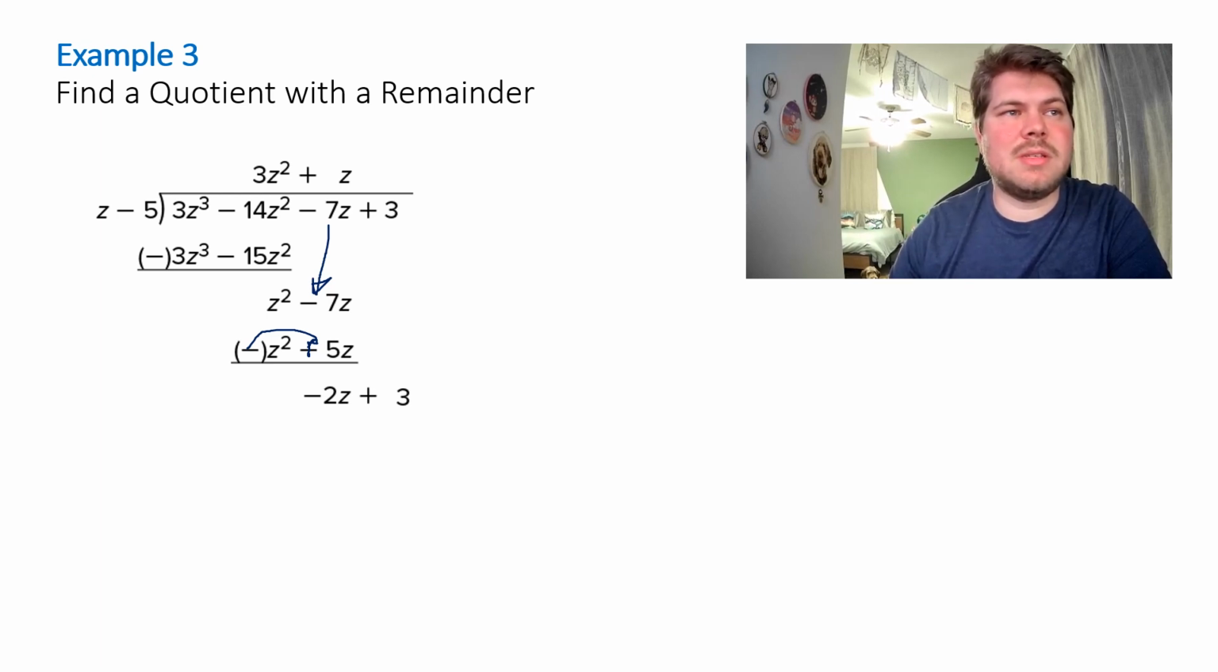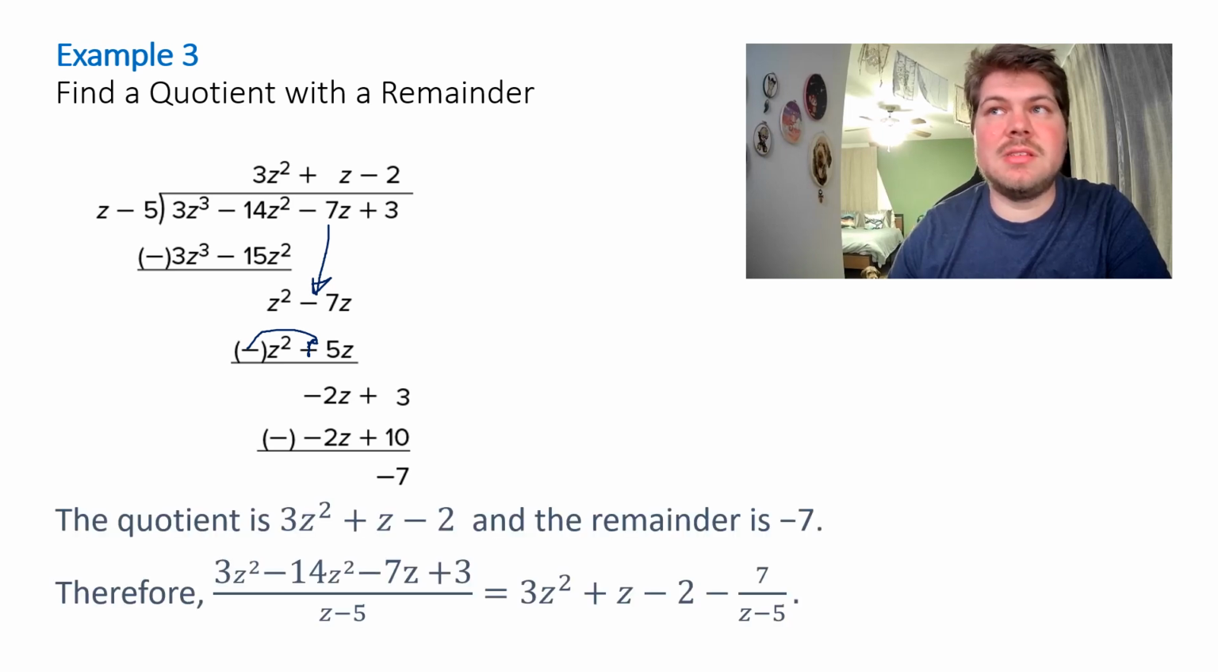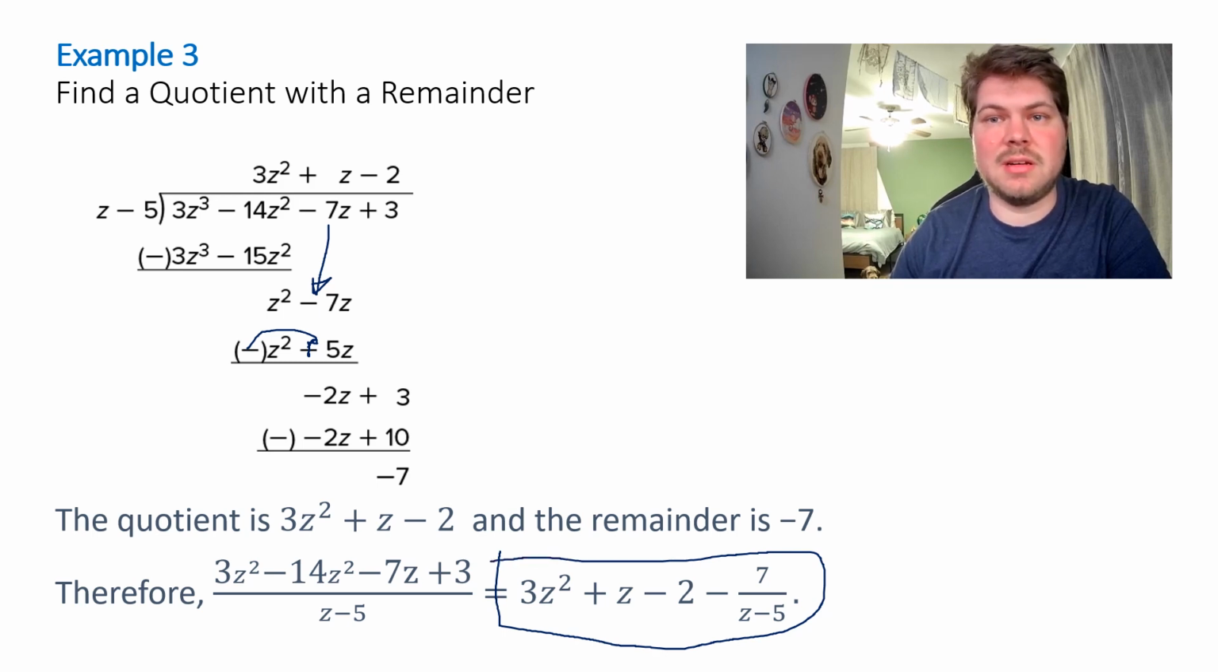Now, how many times does z go into negative 2z? Negative 2 times. Now, negative 2 times z minus 5 is negative 2z plus 10. 3 minus 10 is going to be negative 7. So our remainder is negative 7. So this is going to be our final answer.